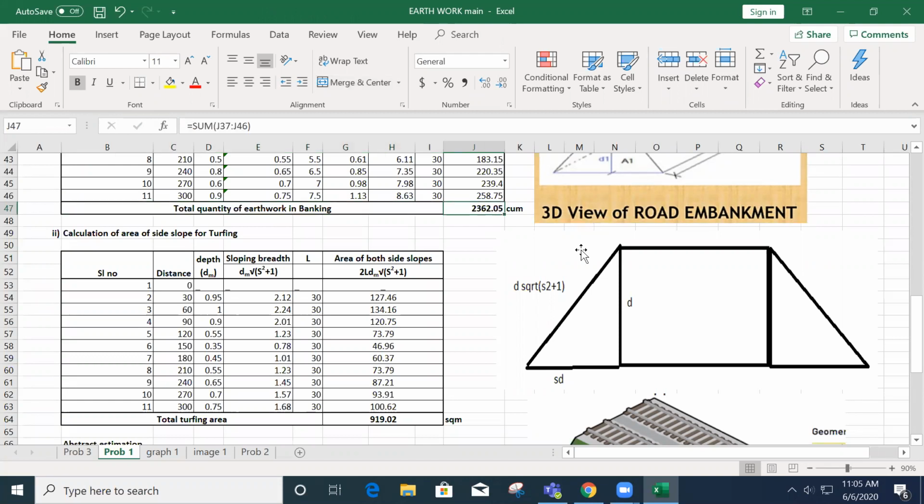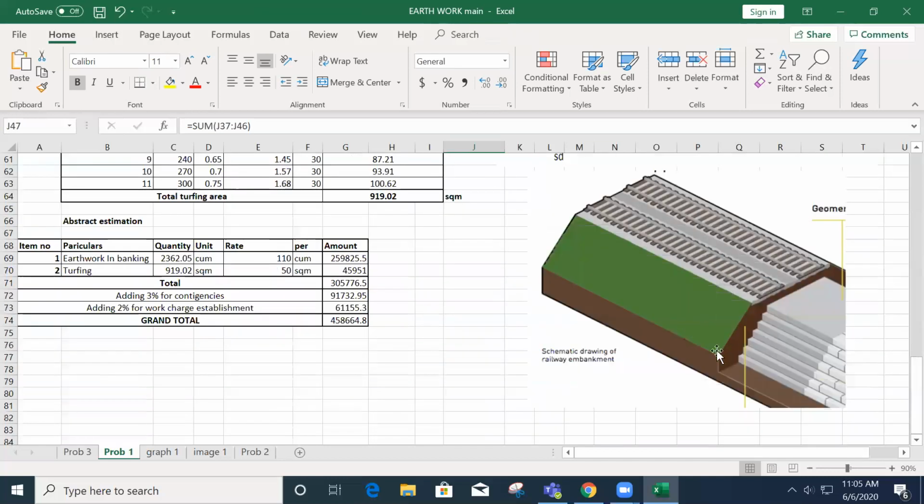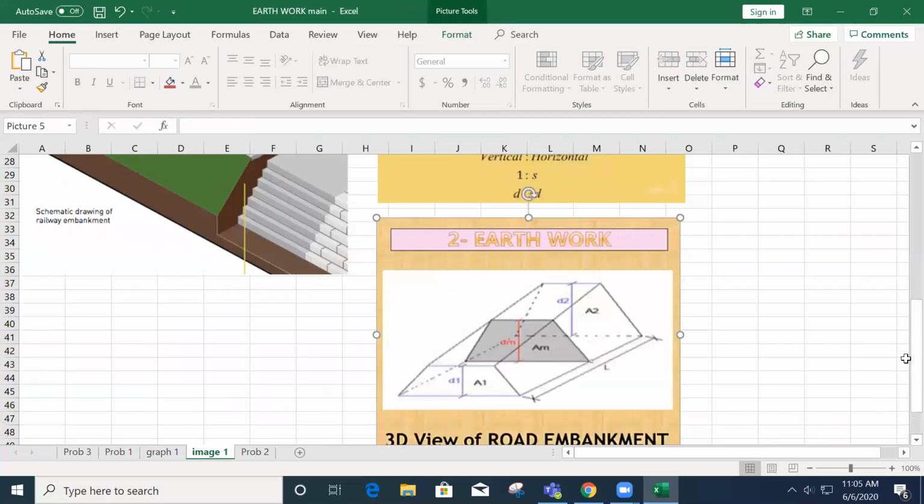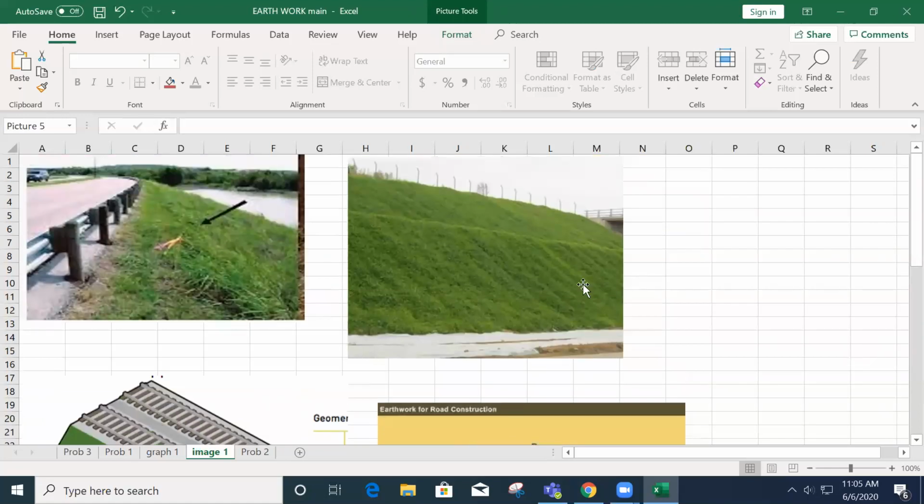Now, we have to know what turfing is. Turfing is the preparation of landscape like this at both the sides of the embankment. This turfing can be done only for the banking and not for the cutting. That is the growing of grass on the side slope areas. This is what turfing means.